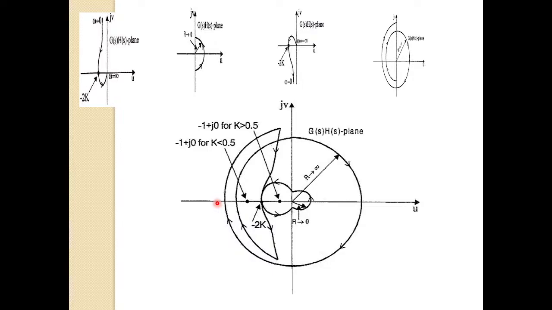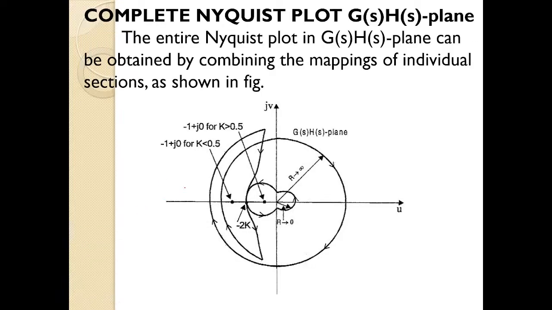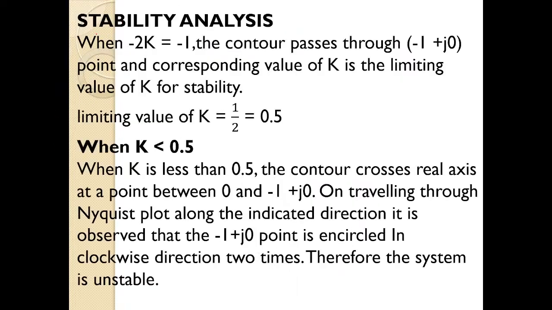So this is our complete Nyquist contour on the G of S, H of S plane. Now let us assume for the stability, and this is the main part, the major part. I will explain this in detail so that you will be able to understand this concept easily. We have come to the main part of this Nyquist criterion.